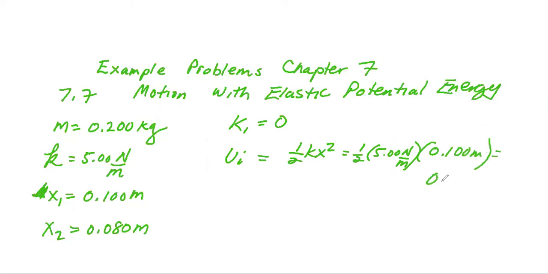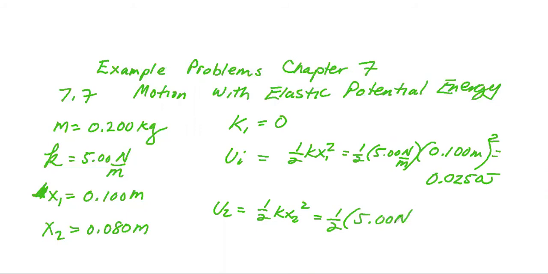And U initial is going to be equal to 1/2 kx squared, which is 1/2 times 5.00 newtons per meter times 0.100 meters squared. And that is going to be equal to 0.250 joules.